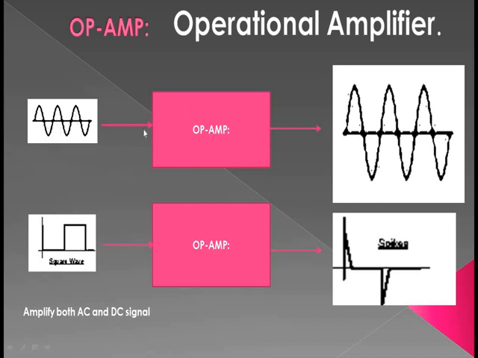Here you can see at the input of op-amp, we applied sine wave, and the output of op-amp is the amplified sine wave. Similarly, if we applied square wave at the input of op-amp, it amplifies the signal and gives output in spikes. Amplify means increase the strength of the signal. So op-amp amplifies both AC and DC signal.